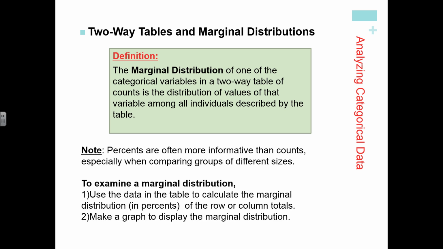Keep in mind that percents are often more informative than counts. The percents help you when you're analyzing different groups of different sizes. It actually allows you to compare the two groups even though they are of different sizes. So when you're looking at your marginal distribution, you want to, again, use the data from the total columns as percents, not as counts. You want to change them to percents, and you want to look at those total columns to make a graph of your marginal distribution. That graph will give you information on the totals of your data.